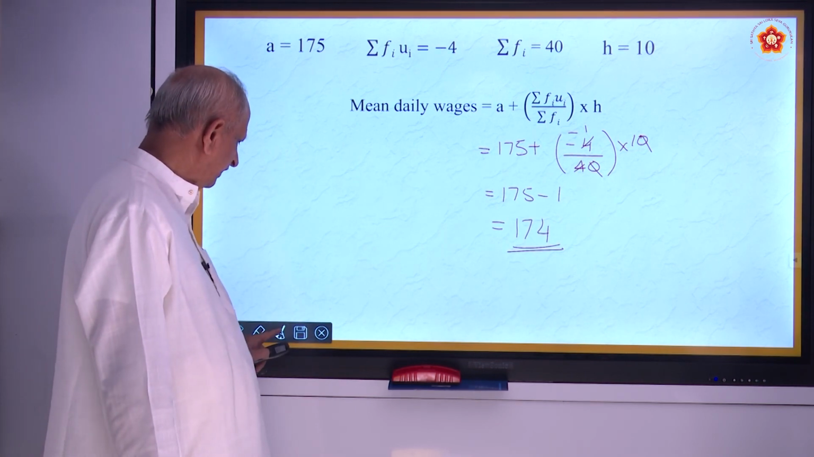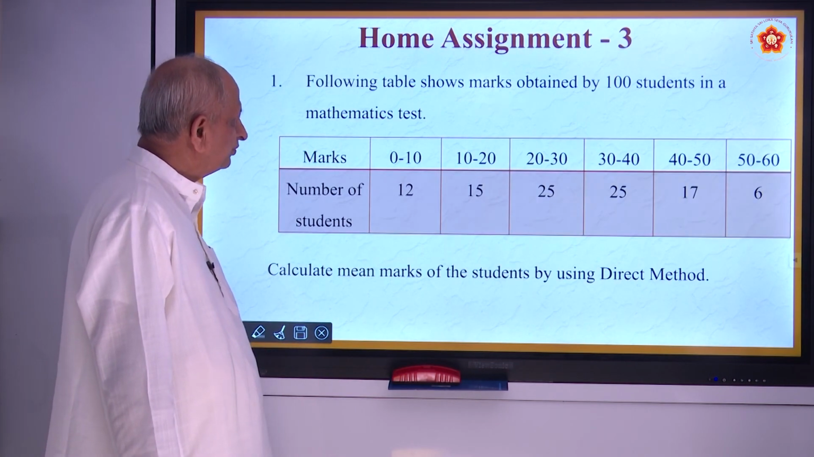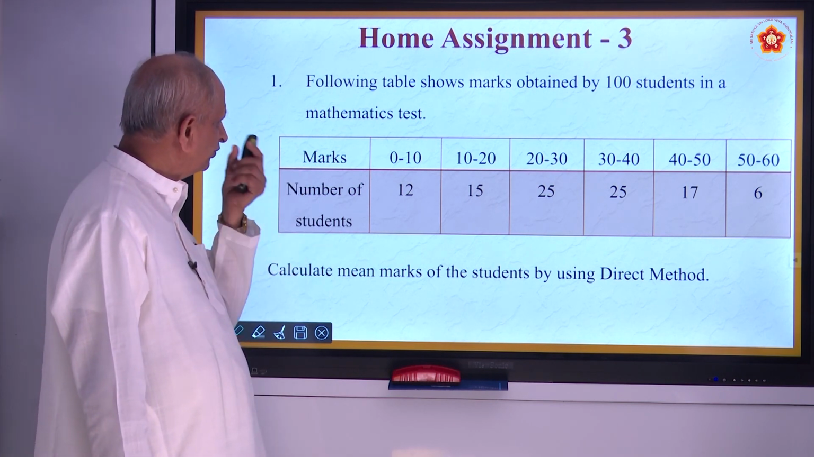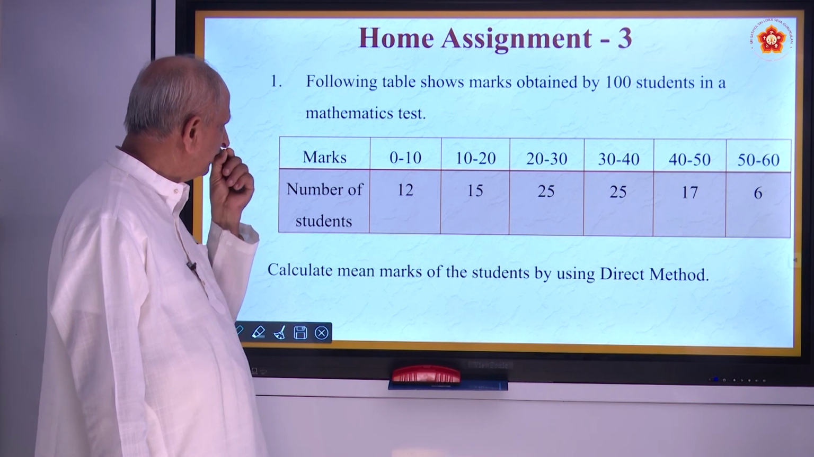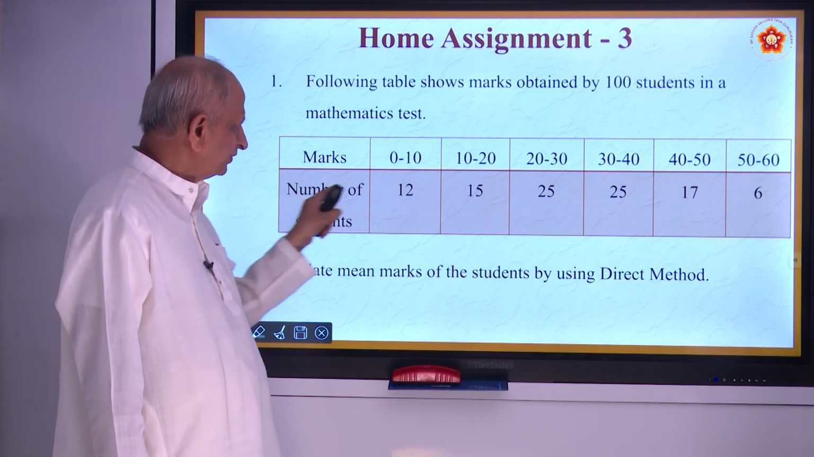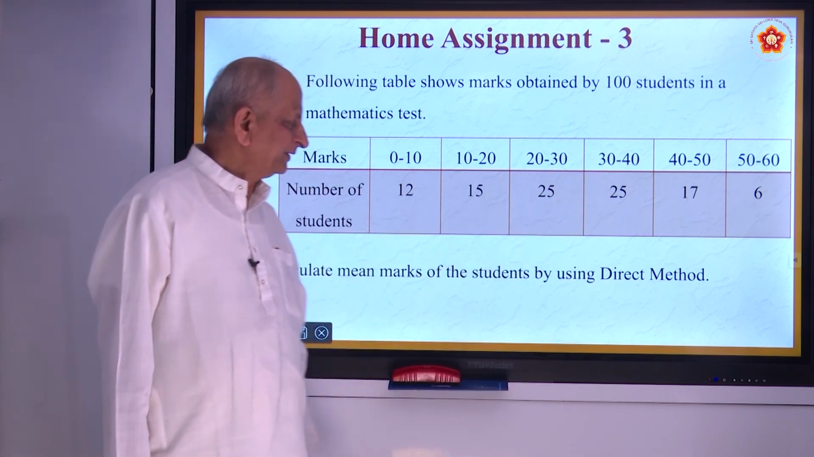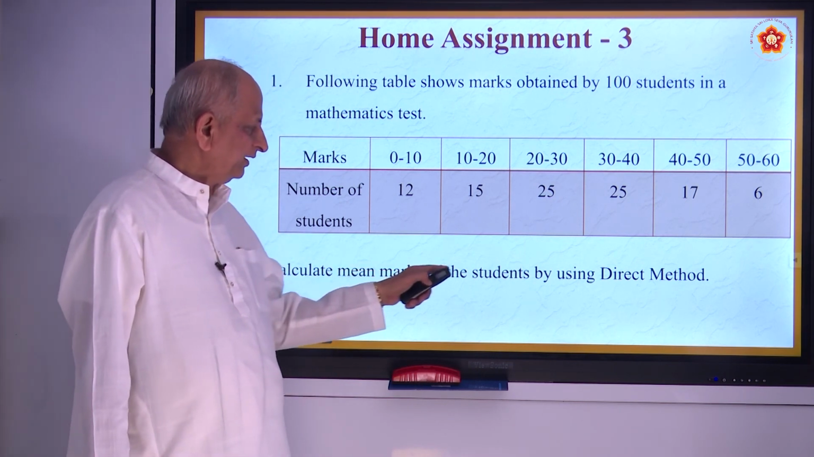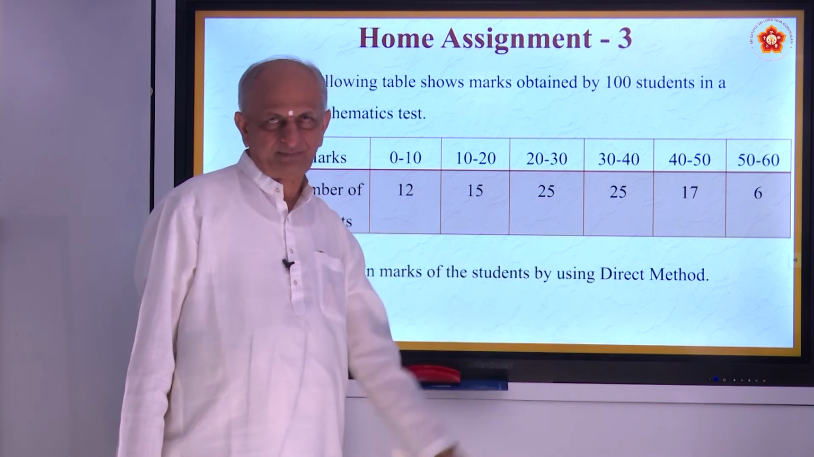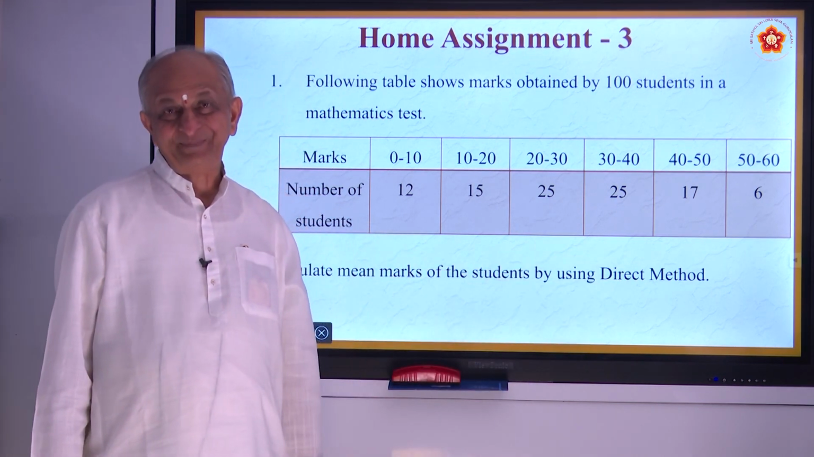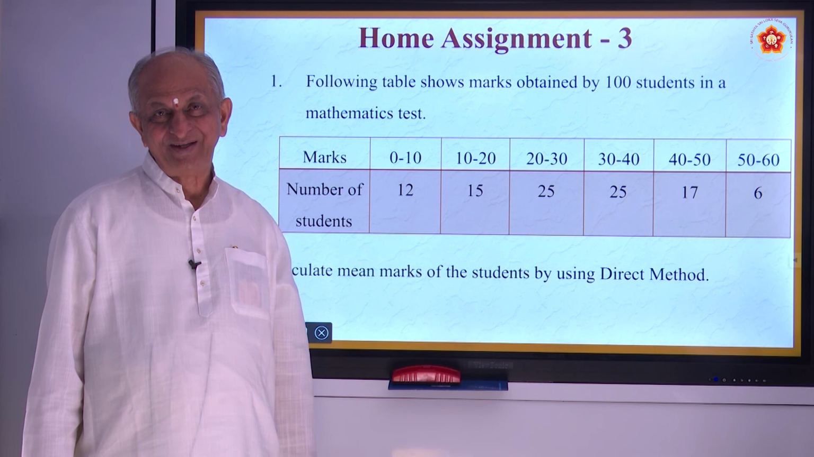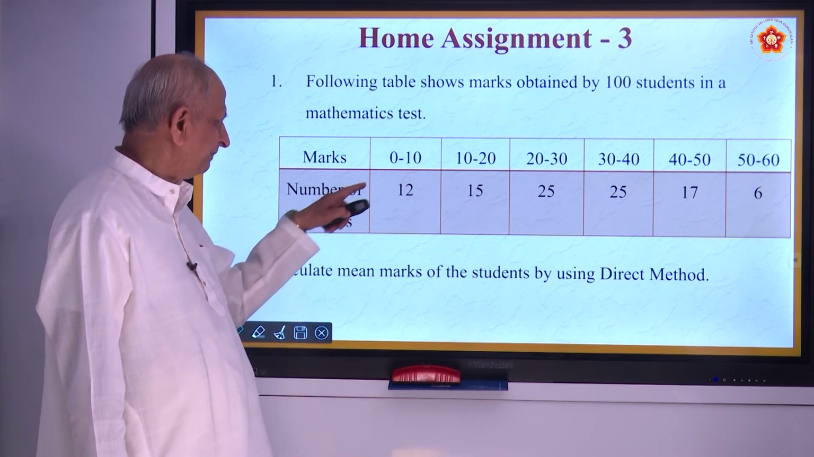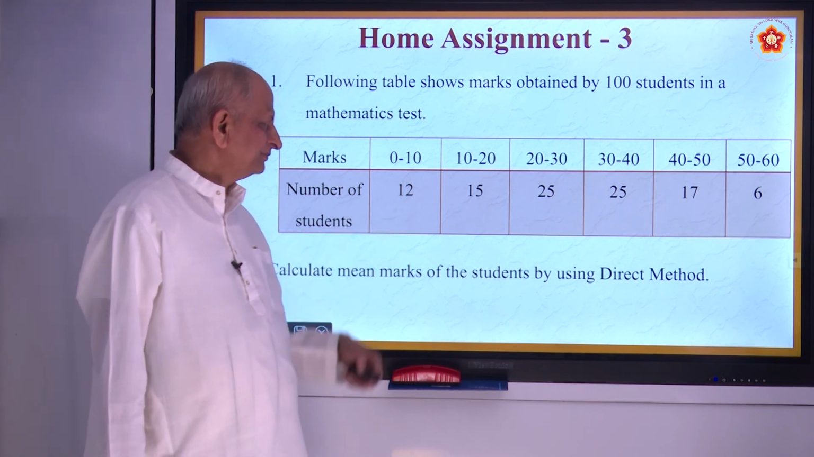I hope you have taken it down. Now we will see the home assignment. The following table shows marks obtained by 100 students in a mathematics test. Calculate the mean marks by using the direct method. A direct method, sigma fi into xi by sigma fi. That formula you apply. Okay.